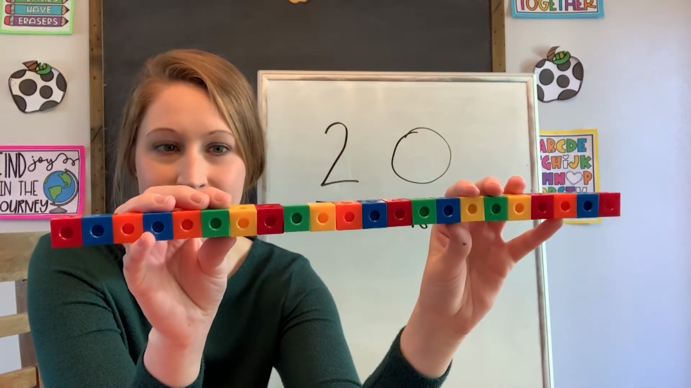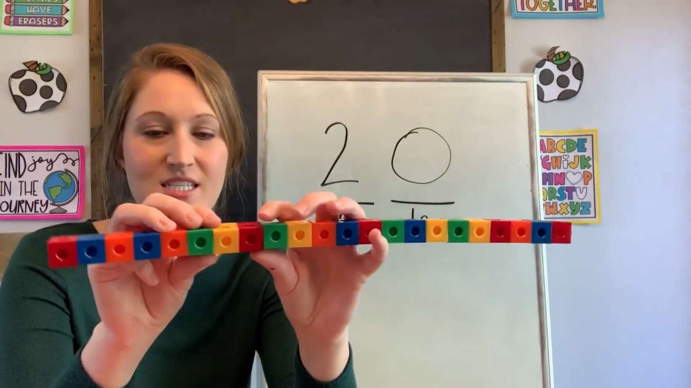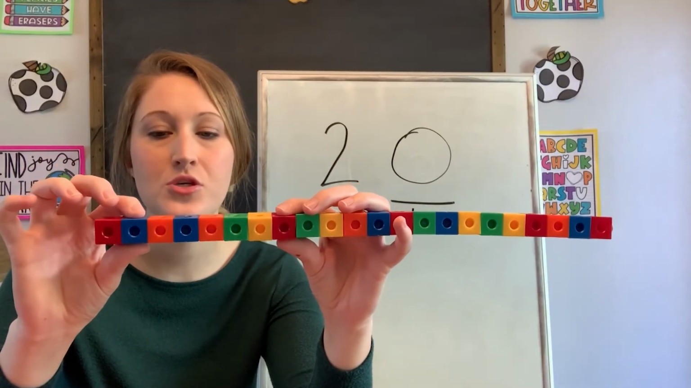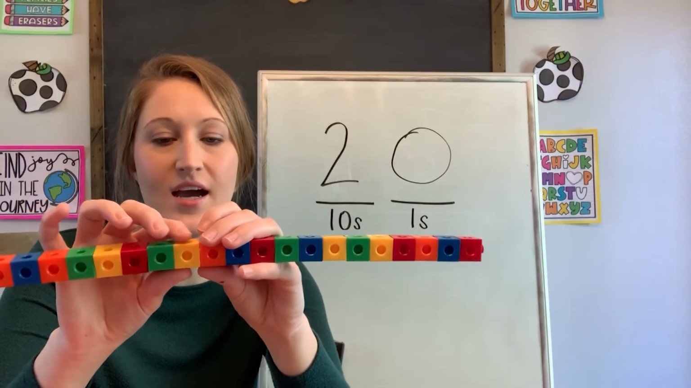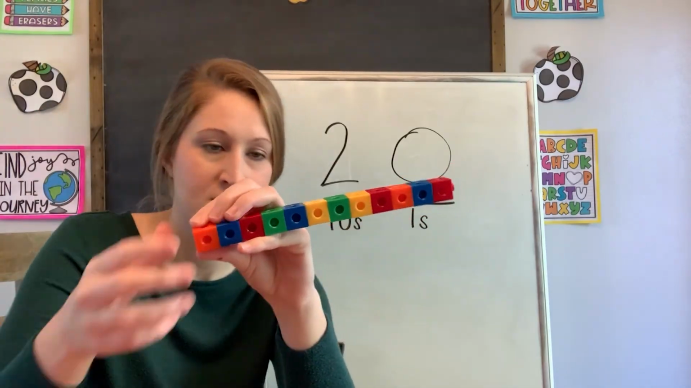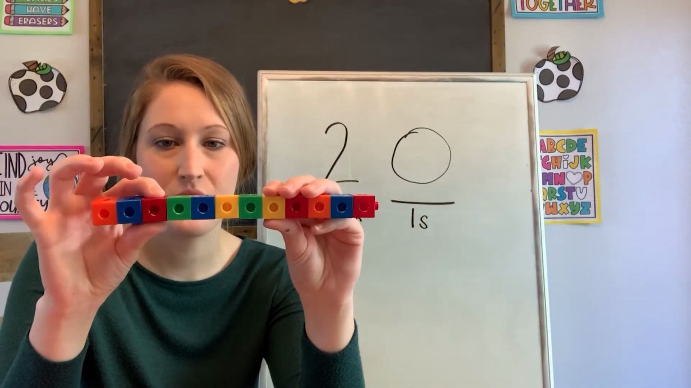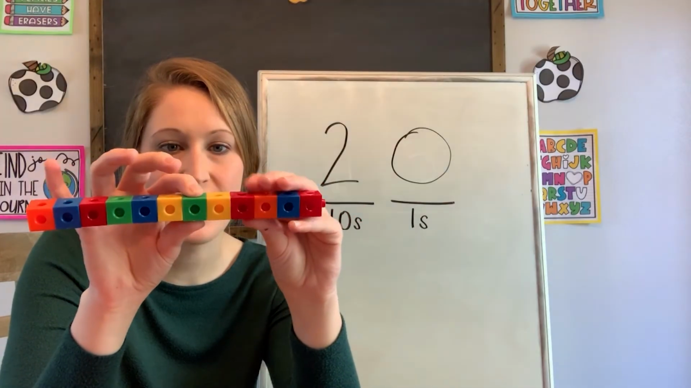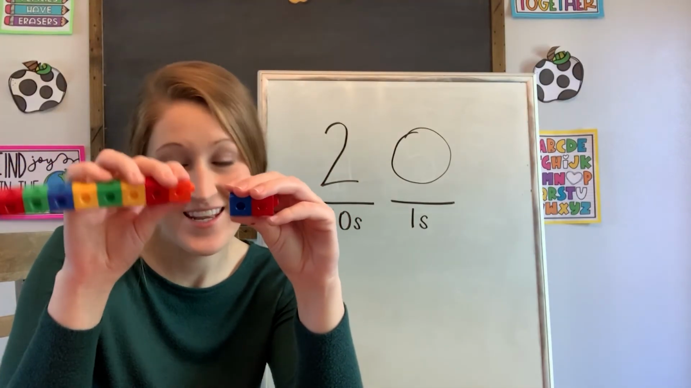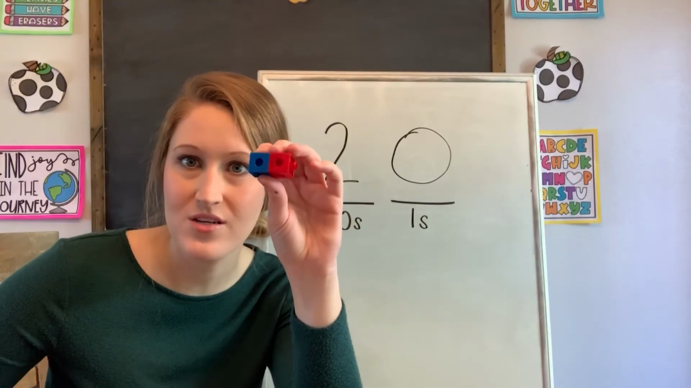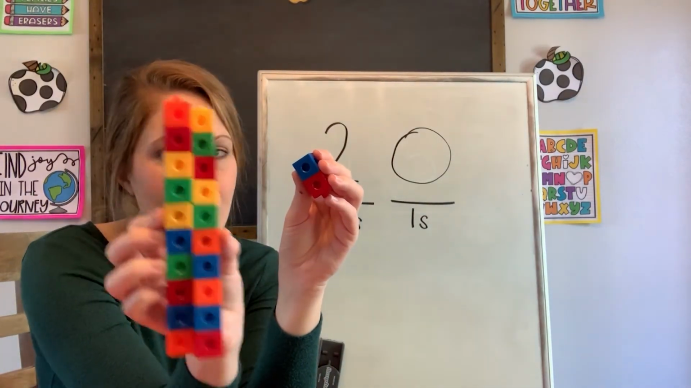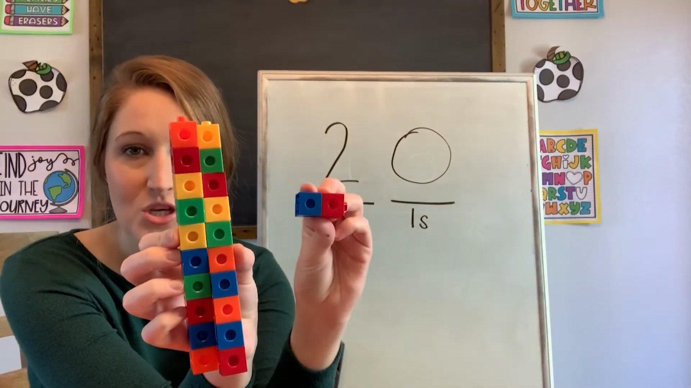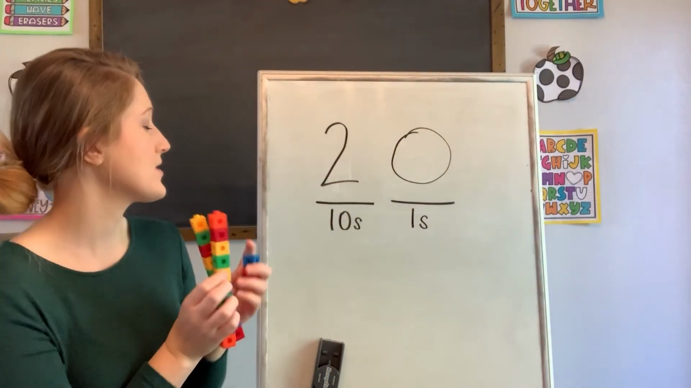Even longer. First step, let's break it into 10s. 1, 2, 3, 4, 5, 6, 7, 8, 9, 10. 1, 2, 3, 4, 5, 6, 7, 8, 9, 10. And I have some extra little guys left over. So here's what it looks like. I've got these 2 sticks of 10 and 2 extra little guys. So how would we write this?